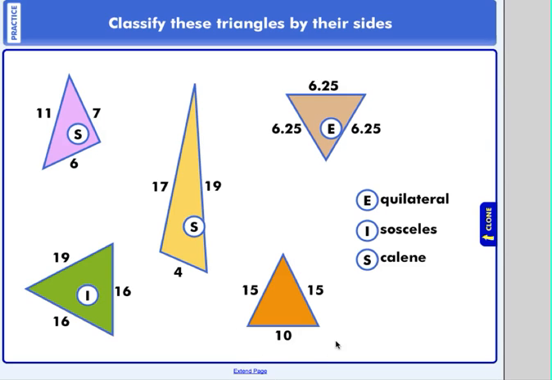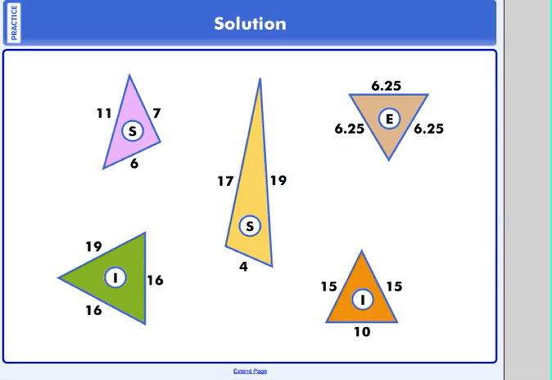And our bottom triangle here has sides of 15, 15, and 10. We've got two sides the same, which means we call that an isosceles triangle. Okay, so we said scalene, isosceles, scalene, isosceles, equilateral. Let's check to see how we did. Looks pretty good. Scalene, isosceles, equilateral. Nice work.